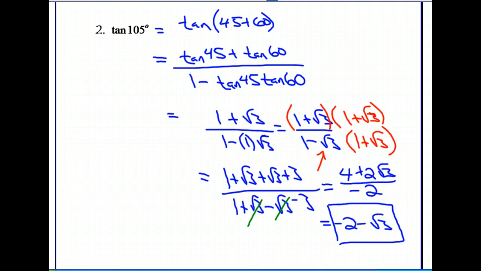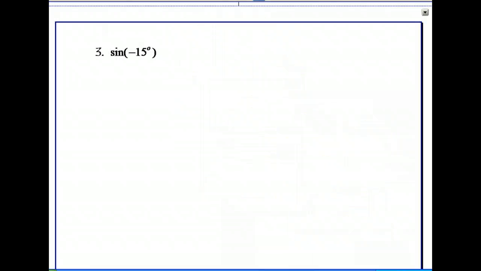And if we think about that, we were in the second quadrant. In the second quadrant, the tangent is negative, so it shouldn't surprise us our answer is negative. It doesn't prove our answer, negative 2 minus root 3, but at least we know it's the right sign. Okay, a couple more of these just to get the idea.